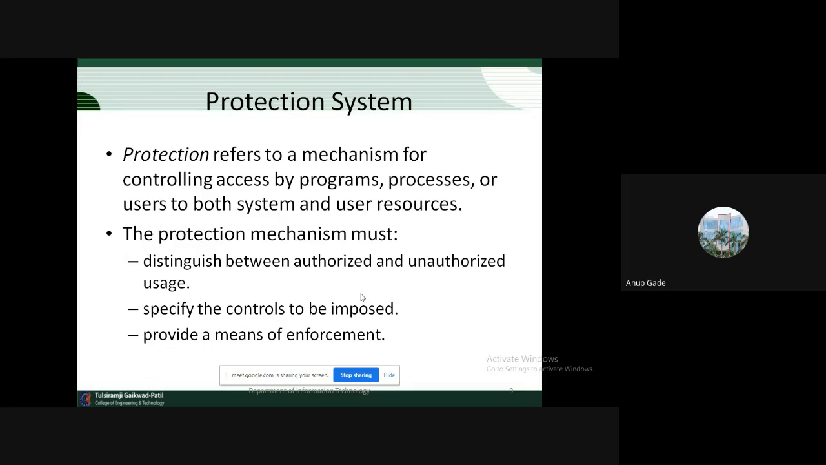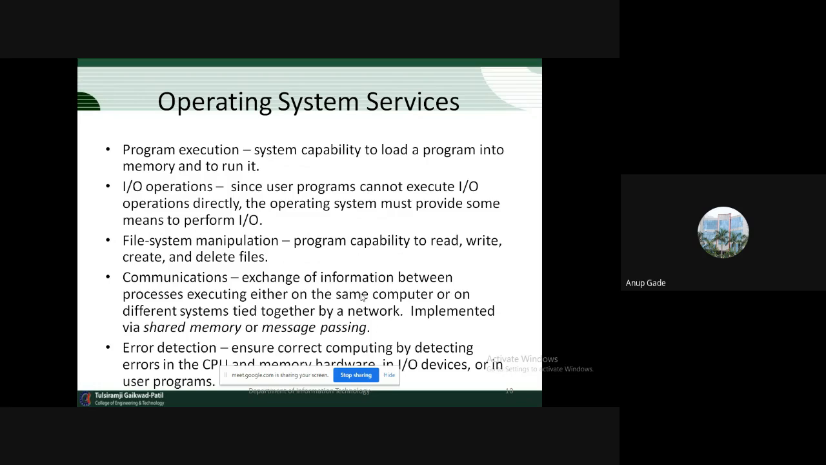Then protection. Protection refers to a mechanism for controlling access by a program, process, or user to the system and to the user's resources. The protection mechanism includes distinguishing an authorized user from an unauthorized user. It also specifies the controls to be imposed, and it provides a means for enforcement. Protection plays a very vital role whenever we are talking about a system which includes banking data or financial data. So protection nowadays is very important.